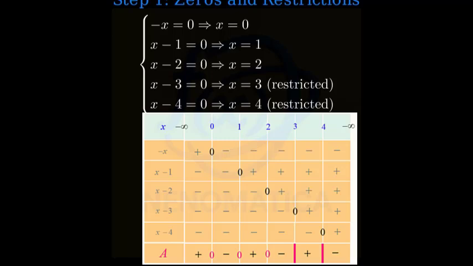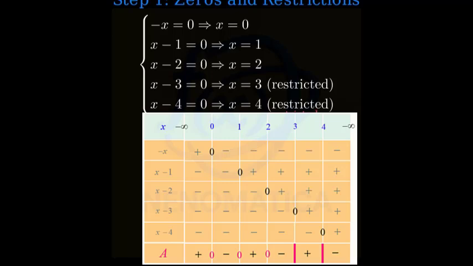Step 3. Combine the signs of the numerator and the denominator. We multiply the signs of the numerator factors negative x, x minus 1, and x minus 2, and then divide by the sign of the denominator factors x minus 3 and x minus 4. We also place zeros at x equals.